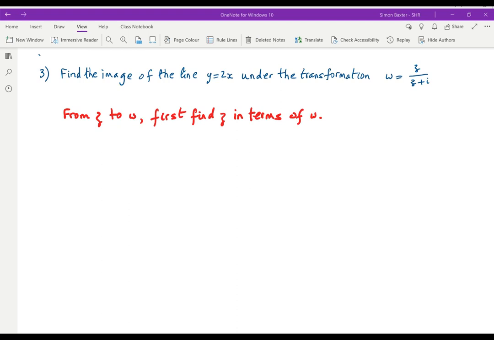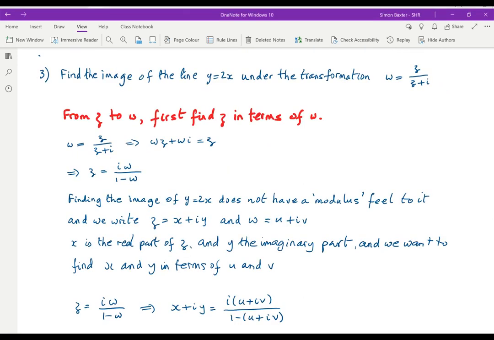So let's do that. We have that w is equal to z over z plus i. Multiplying both sides by z plus i, wz plus wi is equal to z. And this gives us that z is equal to iw over 1 minus w. Finding the image of y equals 2x doesn't have the same sort of modulus feel to it that we had in the previous two examples.